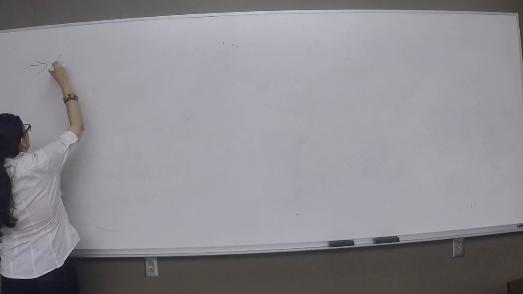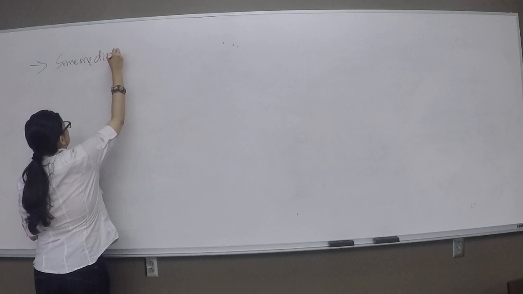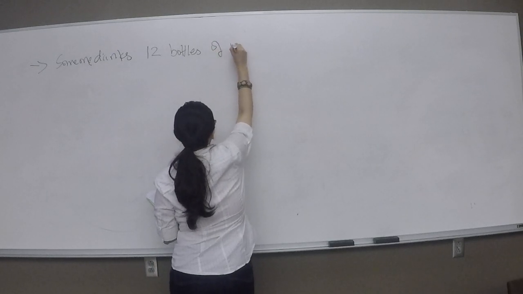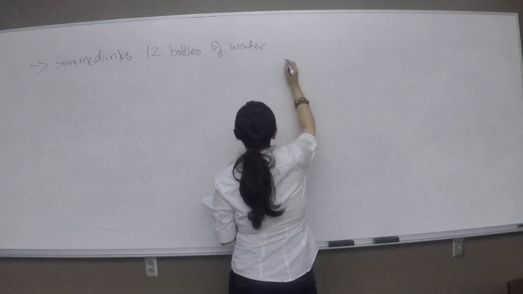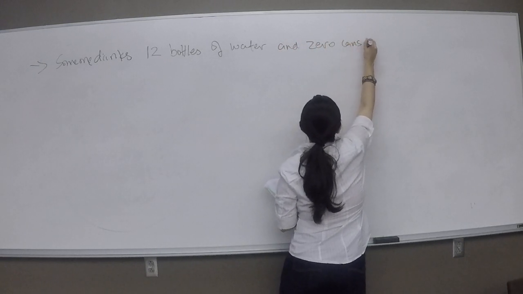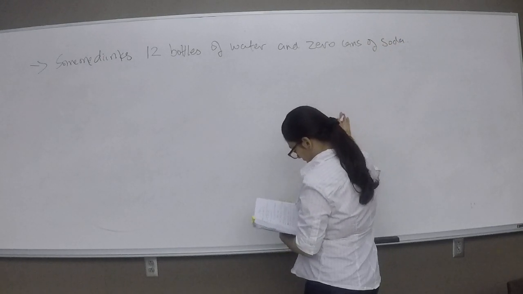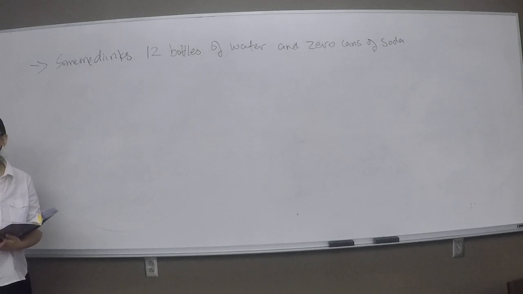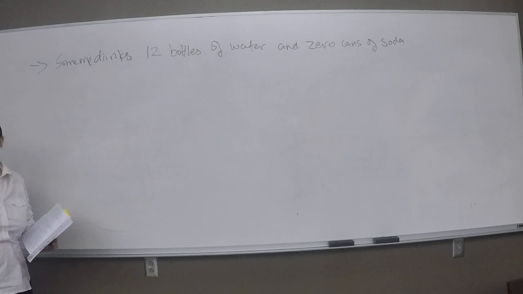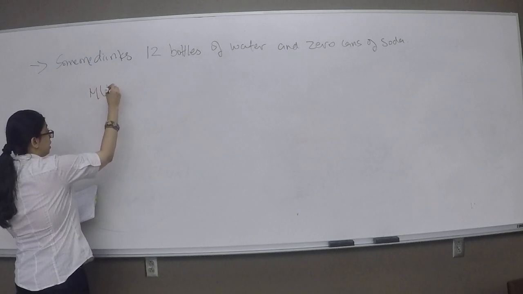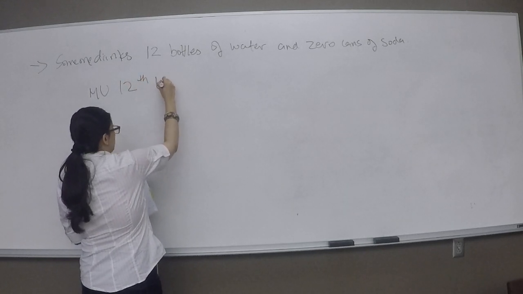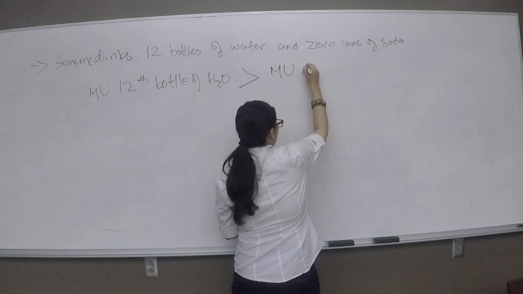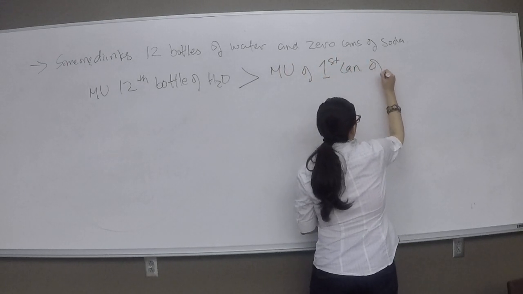Okay, so an example, someone drinks 12 bottles of water and 0 cans of soda. What can you say about this person? The satisfaction they get from drinking 12 bottles of water is greater than the satisfaction they get from the first can of soda. So the marginal utility from the 12th bottle of water is greater than the marginal utility of the first can of soda.